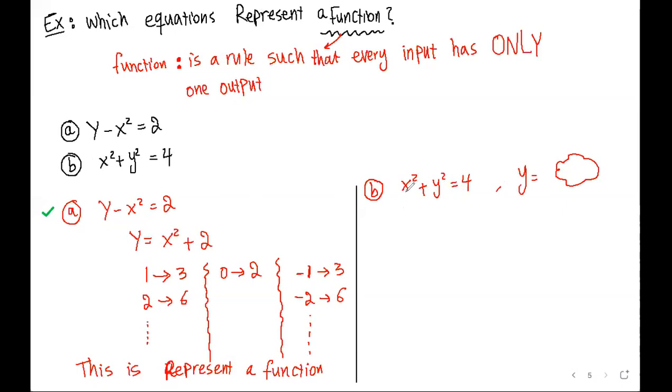First of all, I have to subtract x squared from both sides, right? Then I get y squared equals 4 minus x squared. This is the first step. Now, here I have y squared. This means I have to take the square root of both sides. So when I take the square root of both sides, I get y equals what?